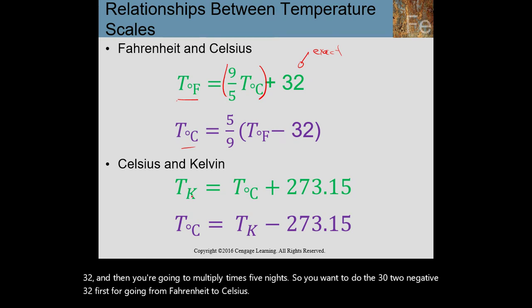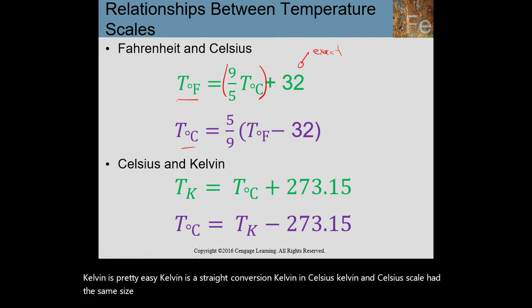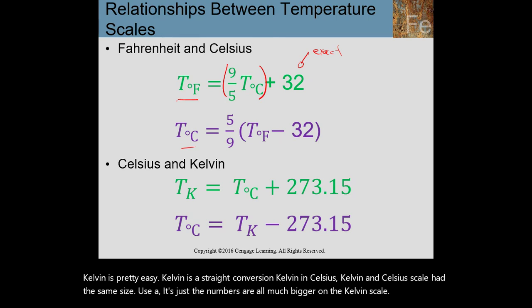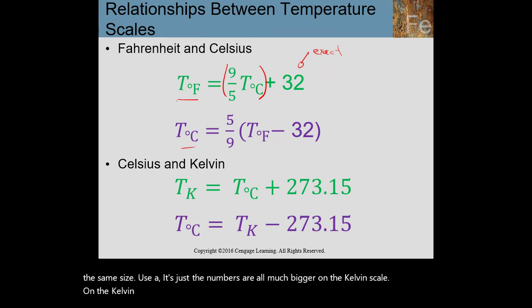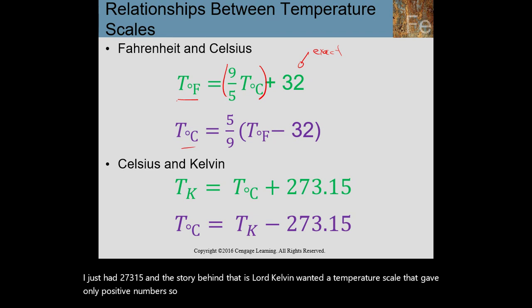Kelvin's pretty easy. Kelvin is a straight conversion. Kelvin and the Celsius scale have the same size units of measurement. It's just the numbers are all much bigger on the Kelvin scale. On the Kelvin scale, you're going to take whatever the Celsius value is and just add 273.15. And the story behind that is Lord Kelvin wanted a temperature scale that gave only positive numbers. So he tried to figure out what was the lowest possible number?